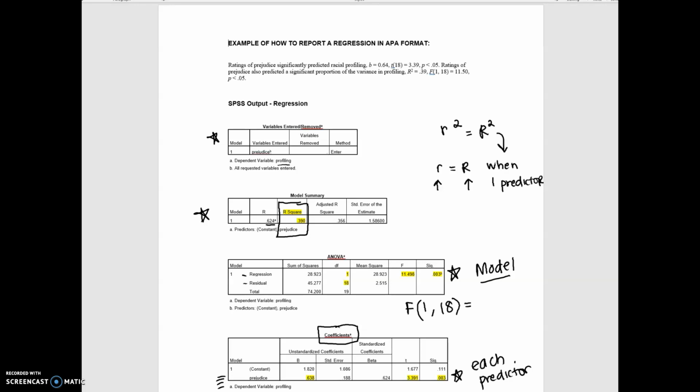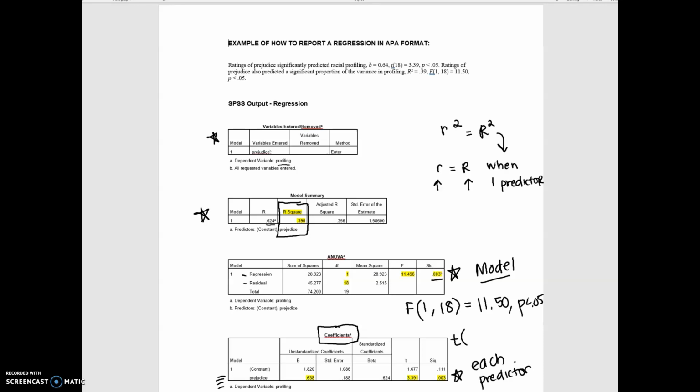Then we indicate what it equals, which here is 11.50 after rounding. And then p is less than 0.05, because this number is less than 0.05. Then we also have to include the significance of each predictor. In this case, there's just one. We'll also have to write that, so it's t. The degrees of freedom here is not provided.